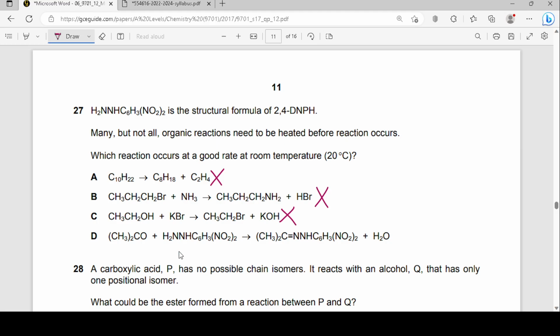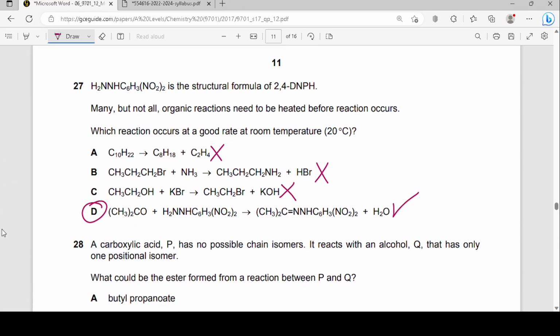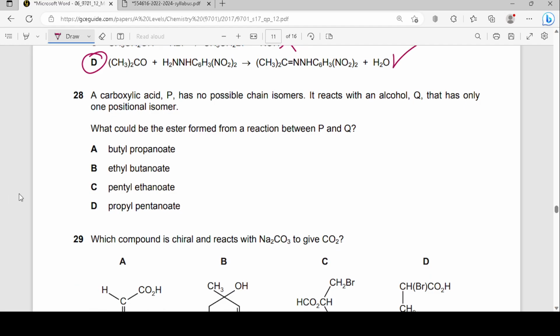But then the next one, which is CH3COCH3 plus 2,4-DNPH, then this gives this thing. So again, that is 2,4-DNPH. The reaction of 2,4-DNPH with carbonyl compounds does occur readily at room temperature, which is 20 degrees Celsius. So yeah, that one is true. D is true. That's why it's such a good test, right? 2,4-DNPH is a good test for carbonyls because it occurs at room temperature. And my screen is okay now. It's fine. It was black for a second.